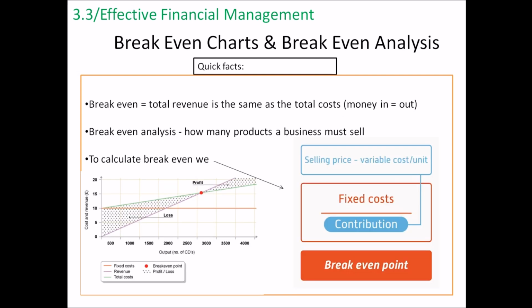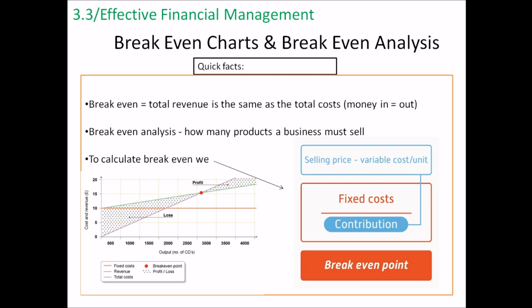Alright, let's have a look at break-even and break-even analysis. So break-even is when the total revenue is the same as the total costs. In other words, break-even is when the money going into the business equals the money going out. So you're making a £0 profit. The moment you make a £0 profit is when you break even. Now, break-even analysis is how many products a business must sell.